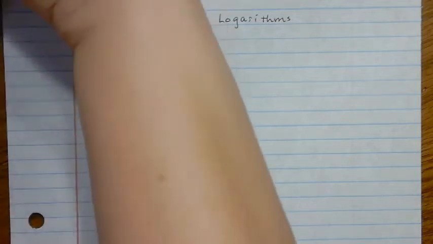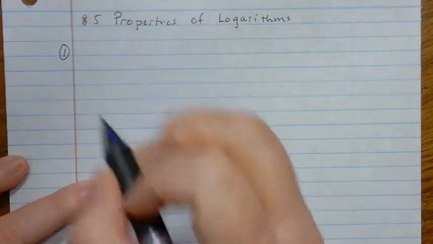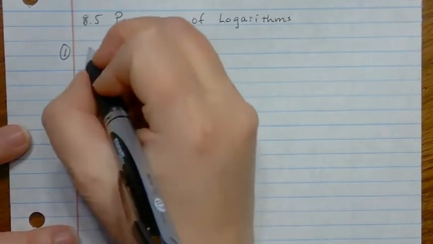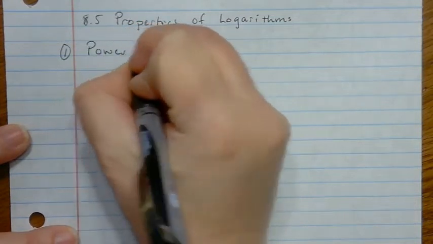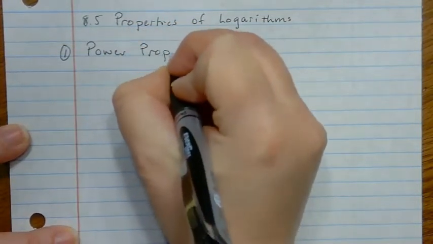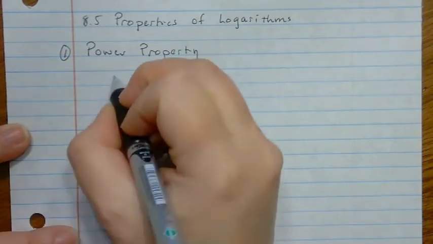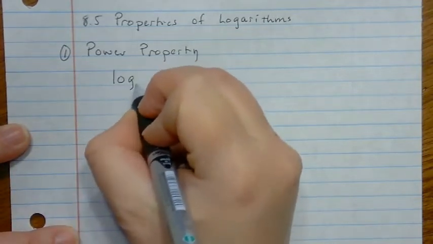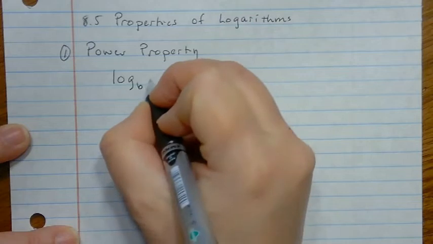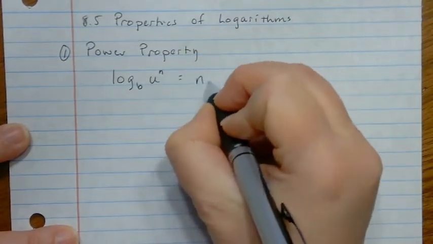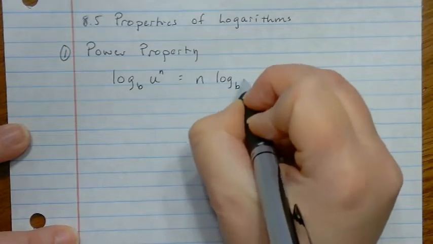So the first property that we're going to talk about, and you do not need to worry about memorizing the names, is called the power property. And it's probably the one that you'll use the most. It says this: log base b of u to the n power is the same thing as n log base b of u.